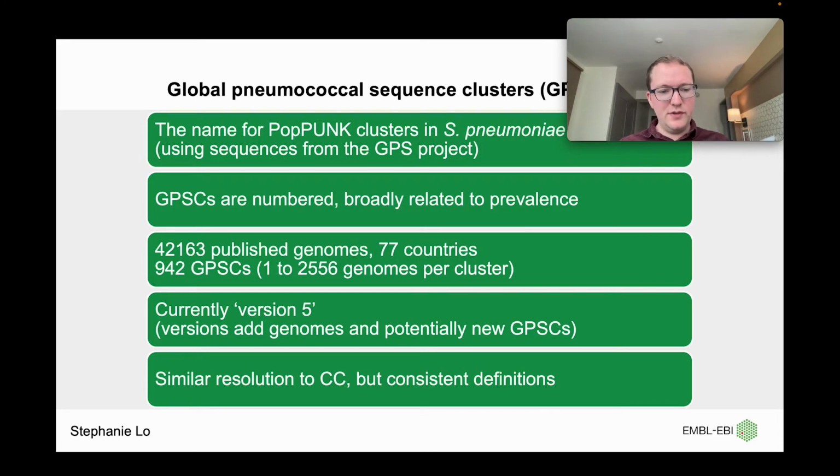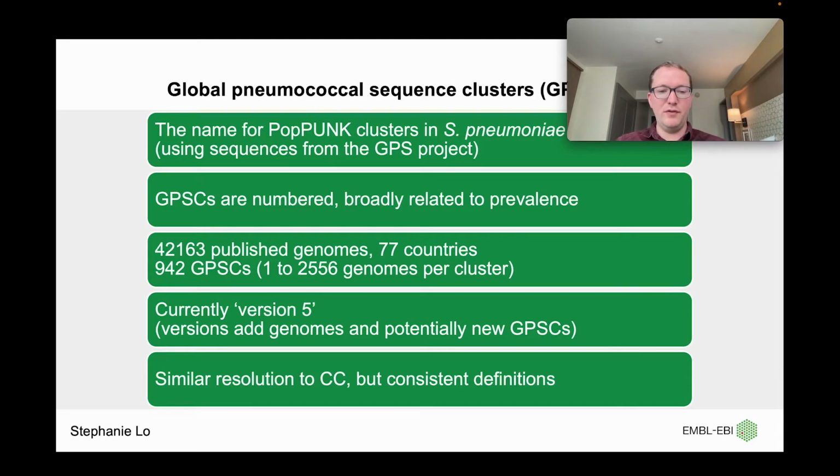It's also a useful time to draw a distinction between PopPUNK, which is the general method for creating typing schemes in microbes, and Global Pneumococcal Sequencing Clusters, which is the PopPUNK scheme for Streptococcus pneumoniae, using sequences from the GPS project. So GPSCs are the scheme you want to use in pneumo. They're numbered in increasing order. As their numbers go up, they become less common.